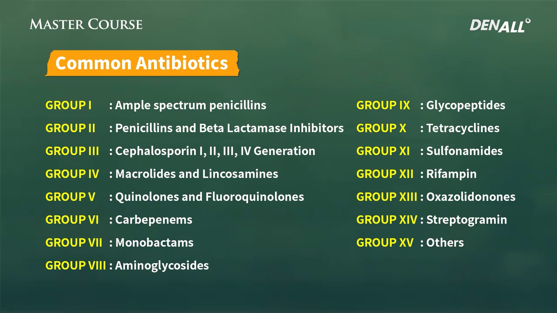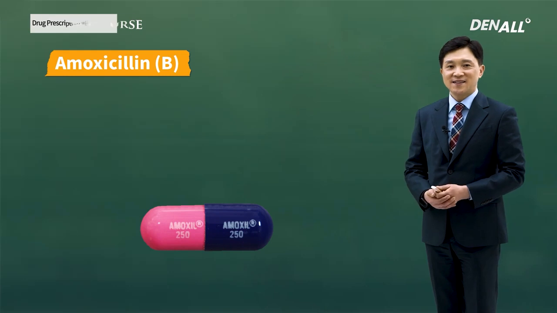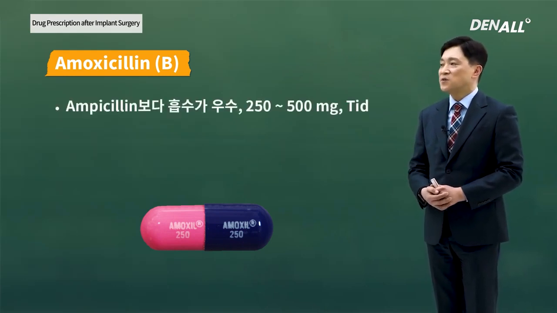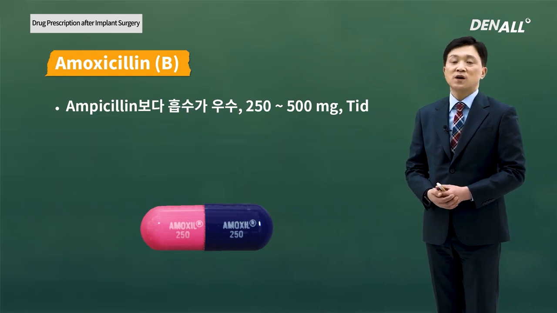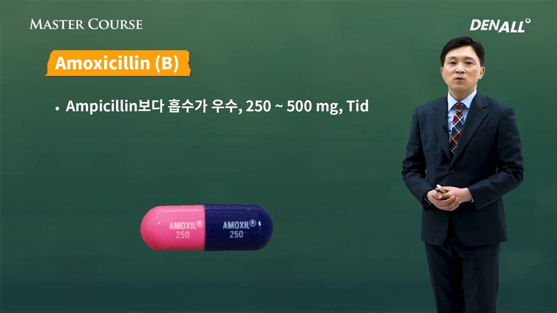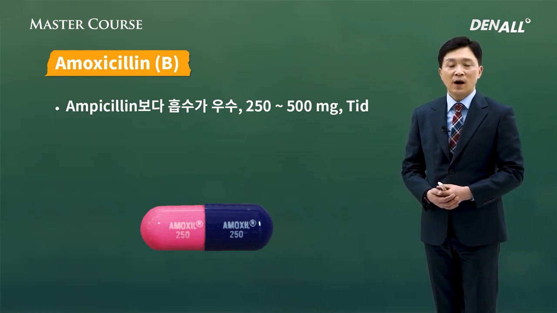The common antibiotics, there are about 15 groups used a lot. Let's have a look at each of them. The most frequently used antibiotic is amoxicillin. It is better in terms of the absorption than ampicillin. The standard prophylactic antibiotic is amoxicillin. The dose is 250 to 500 milligrams, 3 times a day.